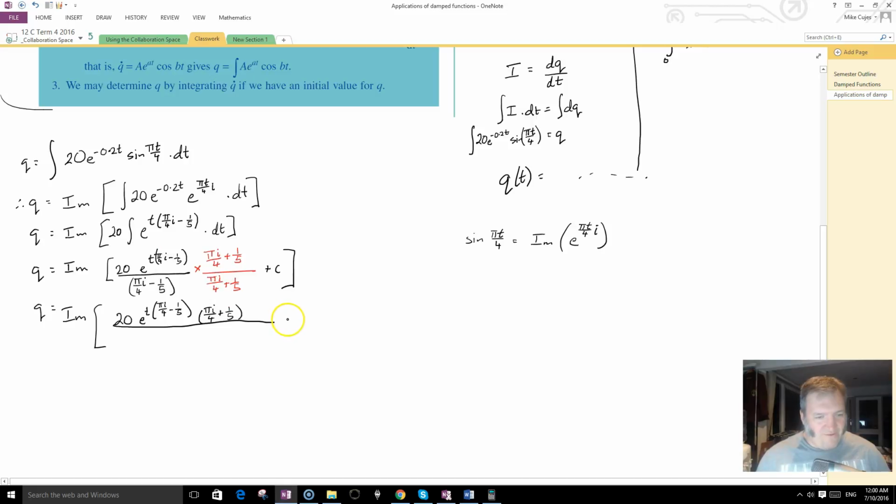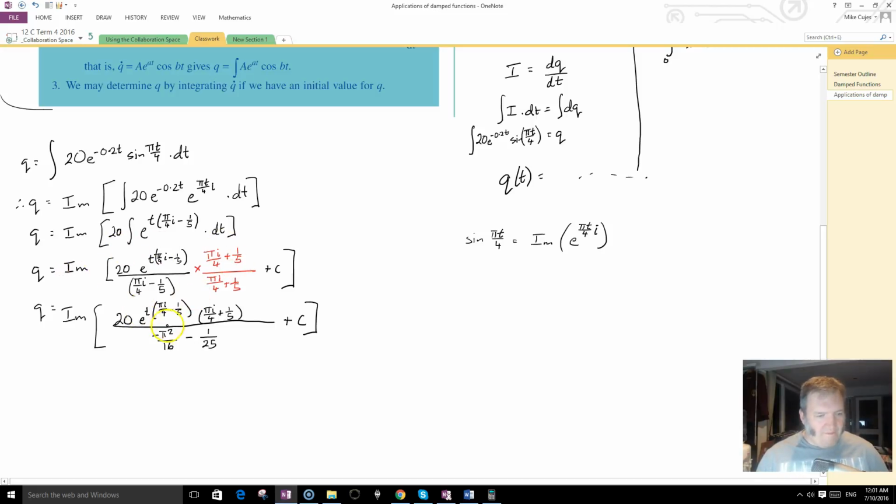Down the bottom here, what am I going to do? I'm going to use my favourite rule in maths. See, that will make me smile. Favourite rule in maths. Got to love it. Difference of two squares. Pi squared over 16. i squared is going to be -1. So it's going to be negative pi squared over 16, negative 1/5 by 1/5, minus 1 over 25. Yeah, it's not so bad, is it?